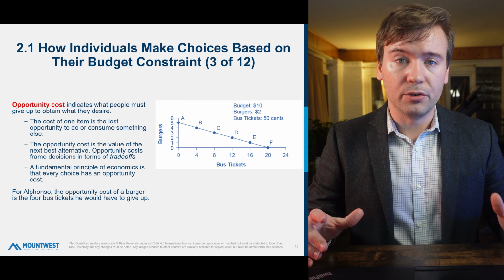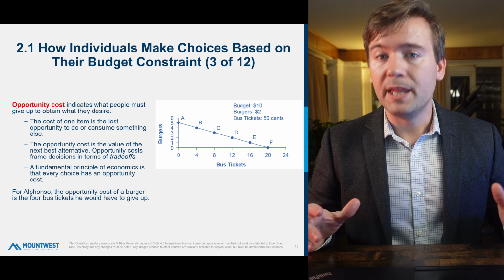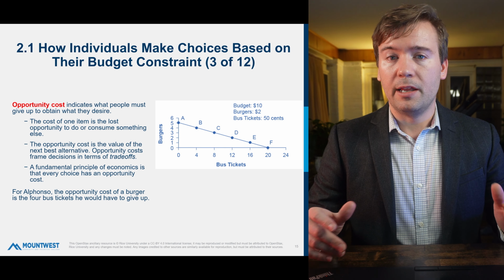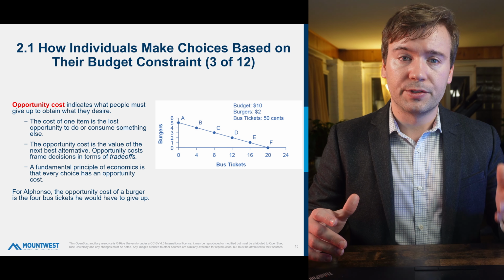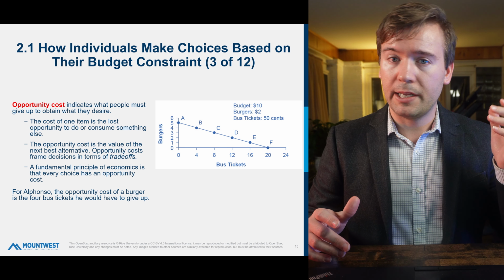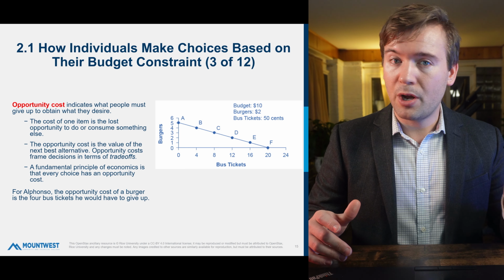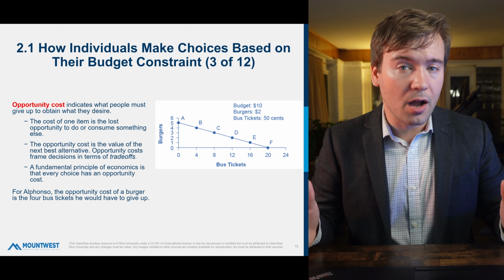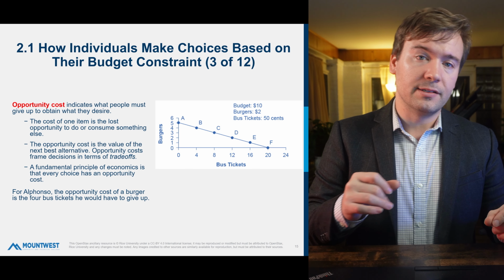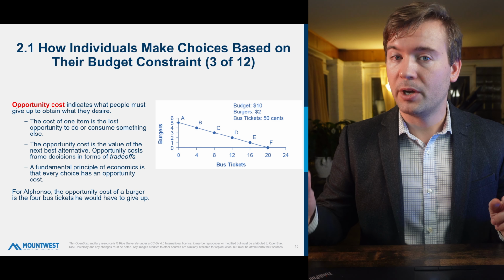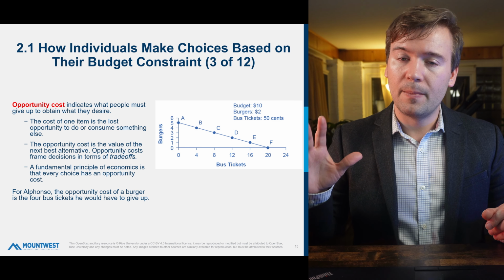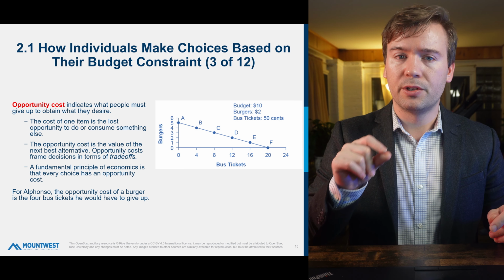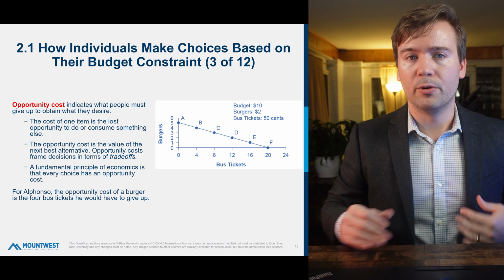For Alfonso, the opportunity cost of a burger is the 4 bus tickets that he would have to give up, right? If every burger is $2 and every time he buys a burger, he spends $2, well, that's $2 that he can't spend on 4 bus tickets. So the true cost of one burger is, you could say, equal to 4 bus tickets. And we need to think about that, not just the price tag, but also what we give up in order to purchase the item. So let's think about that a little bit more.